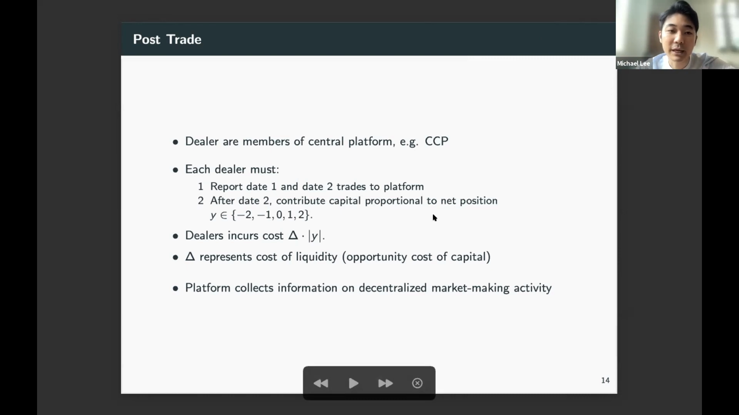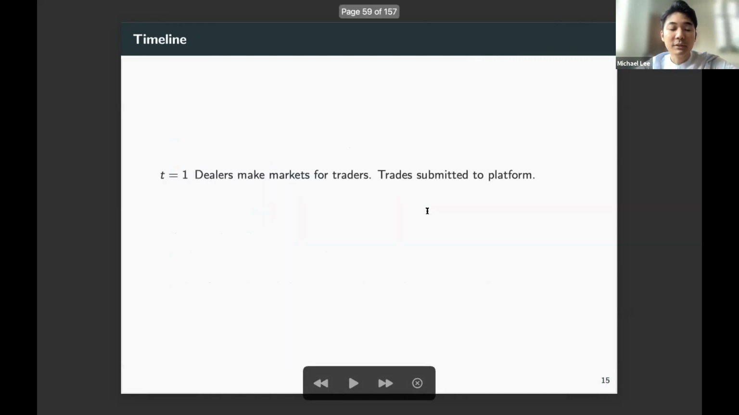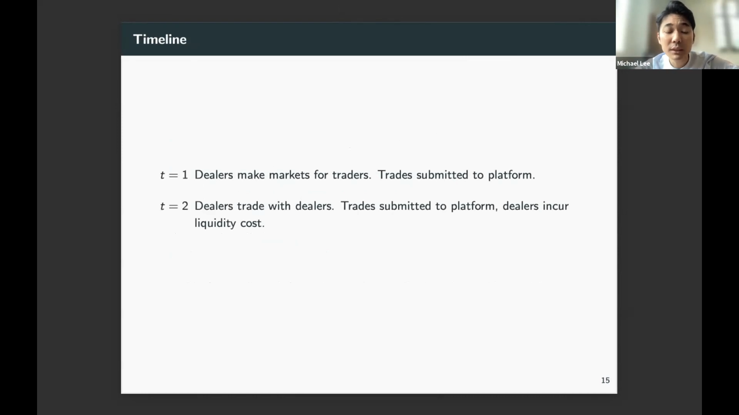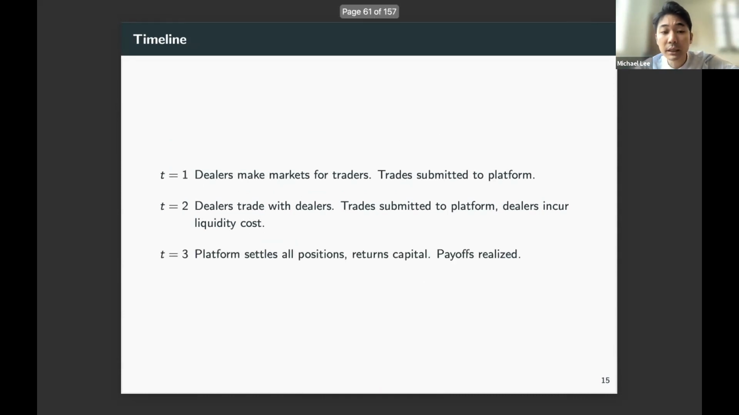So just to recap here, at time 1, dealers make markets for traders. They also then submit these trades to the platform. At time 2, dealers then trade with each other. After these bilateral trades between dealers, these trades are submitted to the platform. Dealers are going to incur a liquidity cost associated with their net position. Now, in the final stage, the platform settles the positions, it returns the capital, payoffs are realized.